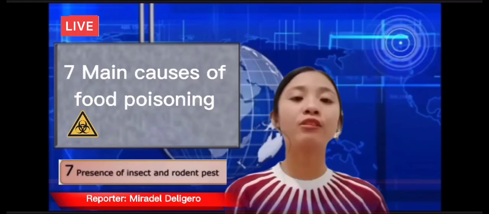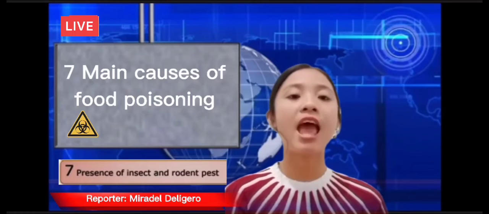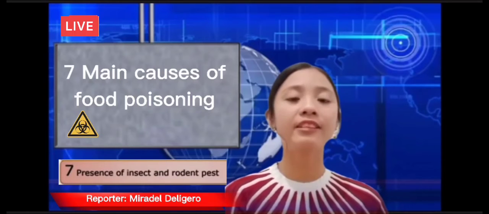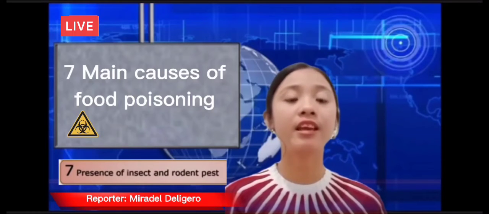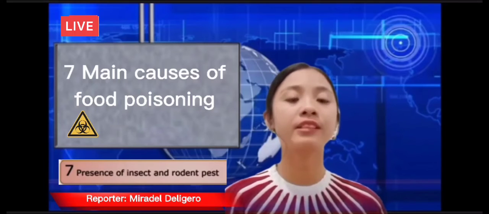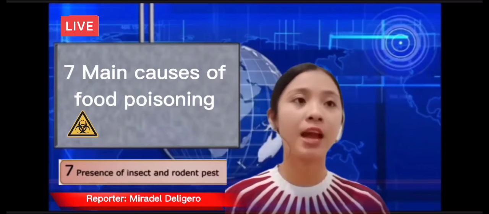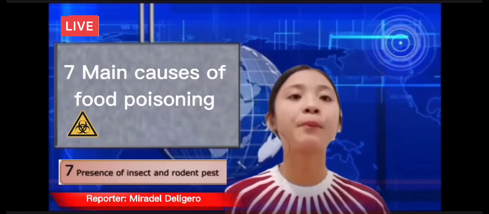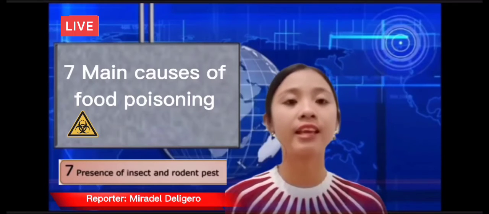The seventh cause of food poisoning is the presence of insect and rodent pests. Insect and rodent pests are disease carriers as well. Why? For instance, the effect of pests is unhygienic. When they contact your food, they could leave bacteria. Insects and rodents come from different places and eat anything that seems edible to them.